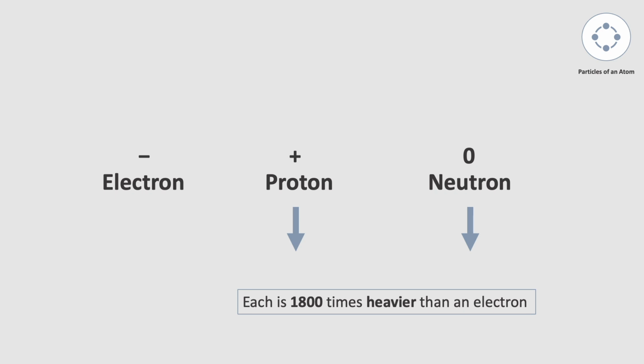The unit charge of the electron is exactly the same as the unit charge of the proton, the only difference being that the electron has a negative charge and the proton has a positive charge. Finally, the neutron, as its name says, is neutral and has no electric charge.